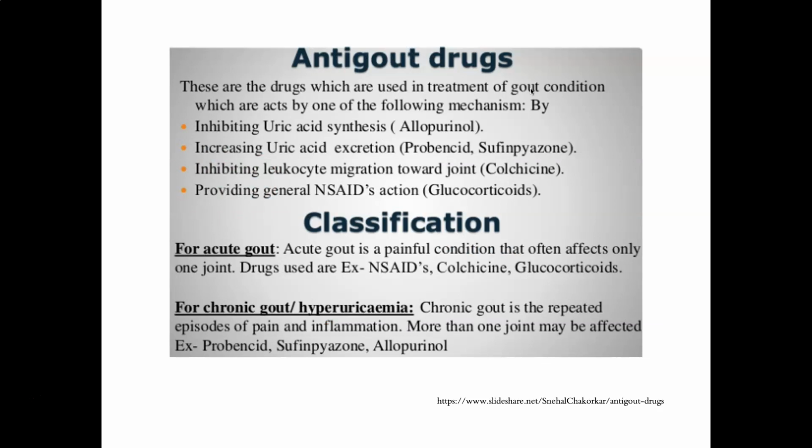So what are anti-gout drugs that we need to be aware of? They fall into a couple of categories, and we're going to really just focus, because we know about glucocorticoids, on the ones that are listed above: allopurinol, probenecid, and colchicine. For acute gout, the drugs that are used are NSAIDs, colchicine, and glucocorticoids. When you get into chronic gout, that's where you have the repeated episodes of pain and inflammation. More than one joint may be affected. That's when you see more use of probenecid and allopurinol.